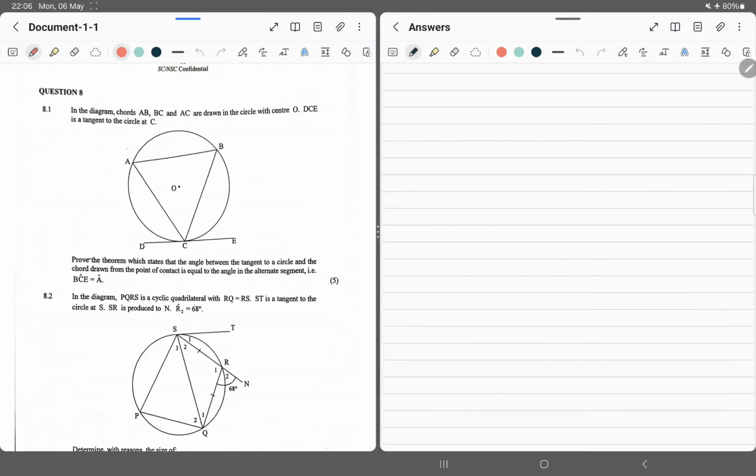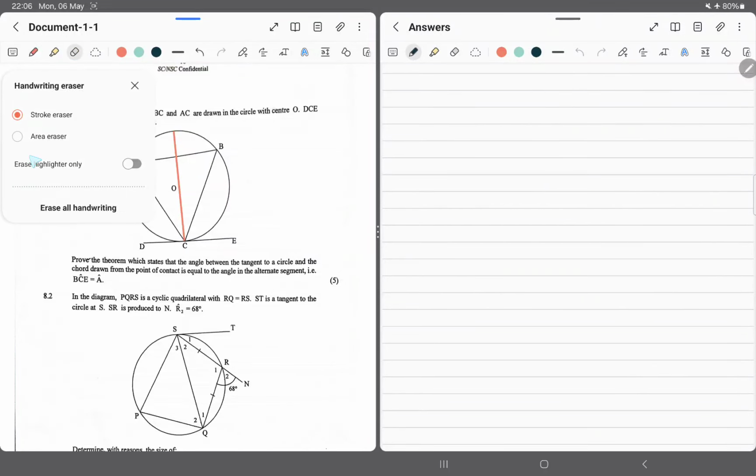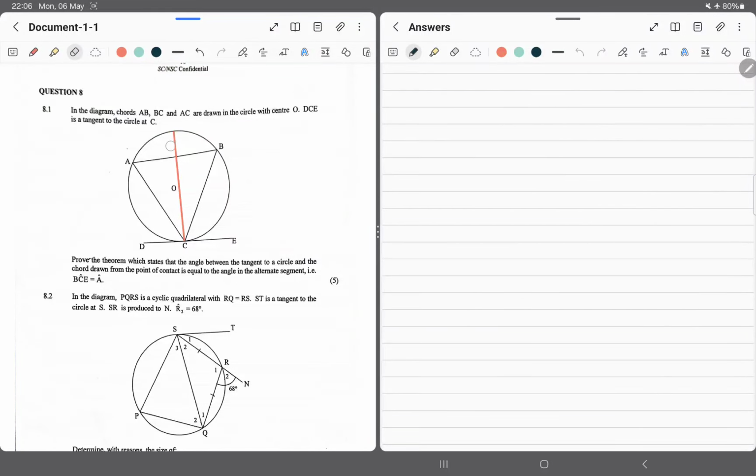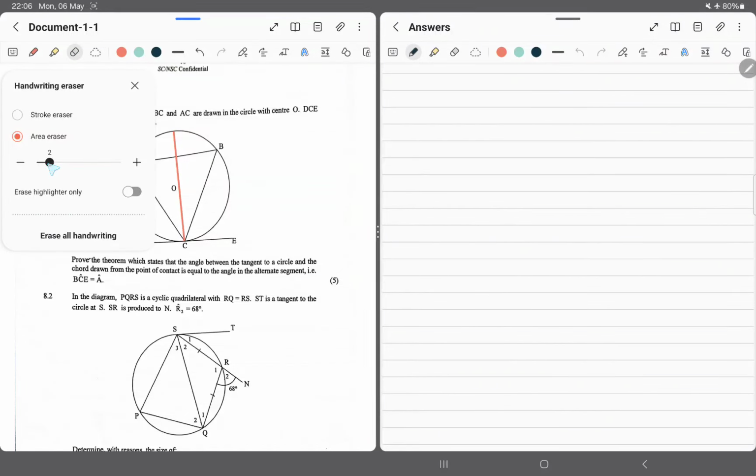So obviously this one is a proof, so you just draw a diameter. With this one you just draw a diameter.